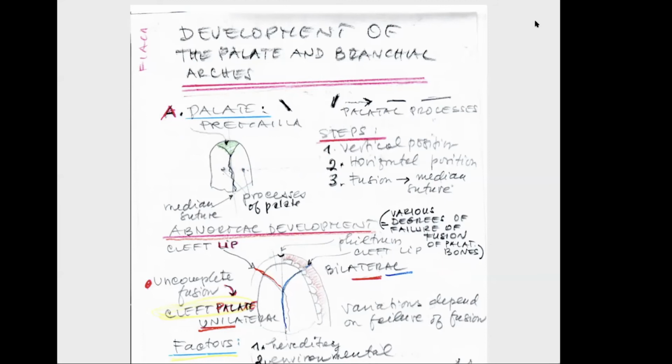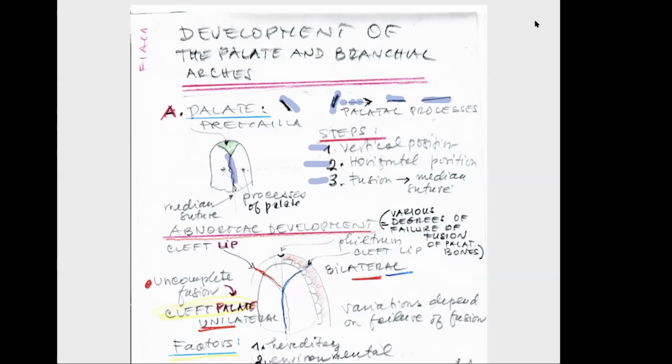If everything runs normally, the processes are first of all more vertical. Then in the following steps, they change the position to the horizontal. We call it horizontalization of the palatal processes, and finally they join together. So we see 3 steps: vertical position, then horizontal position, and the final fusion, which lies in fact at the level of the median suture. This is what we said.